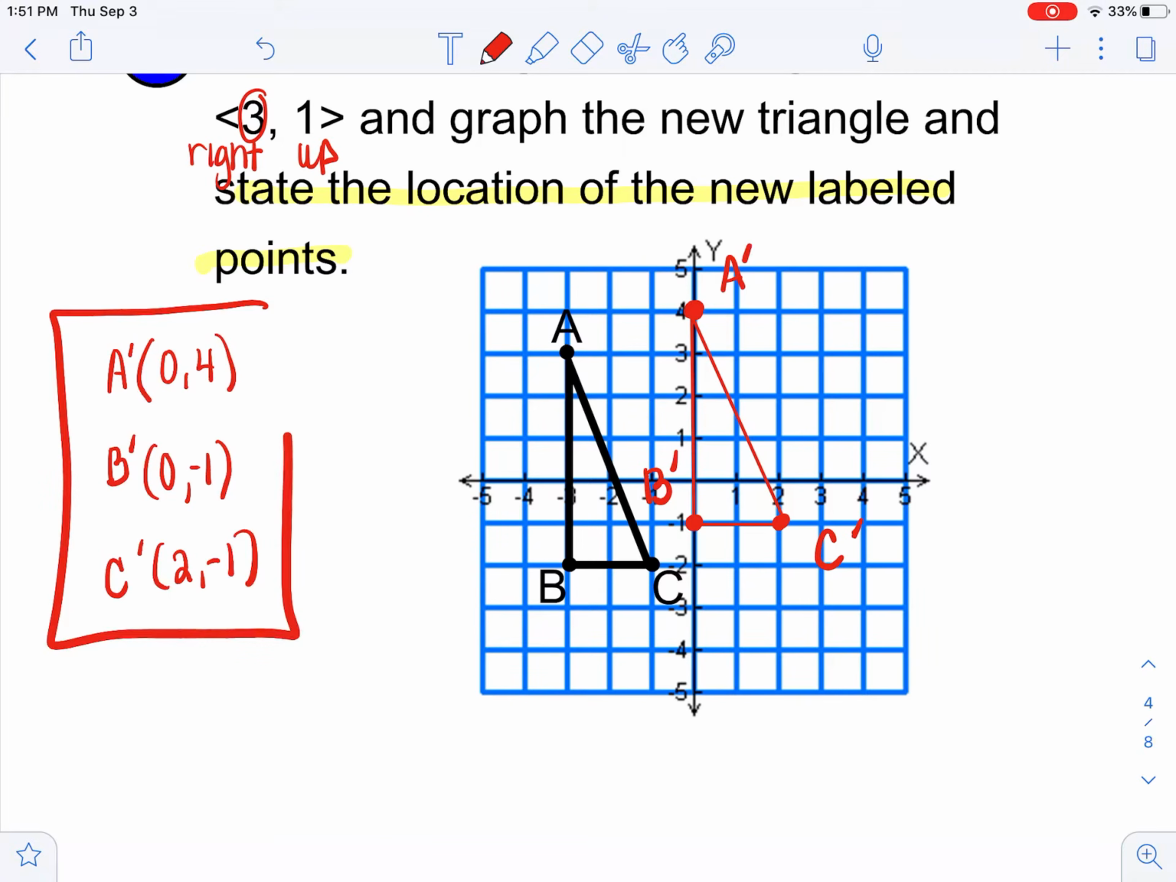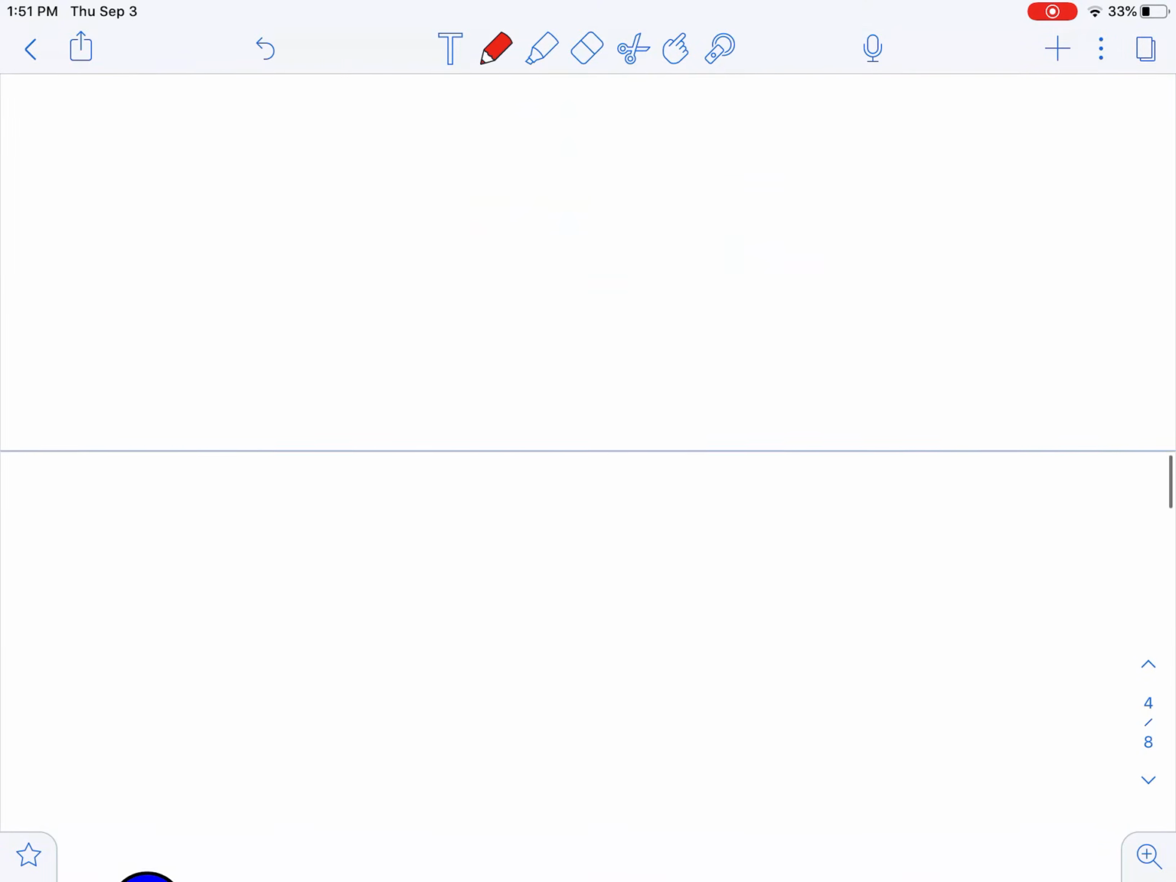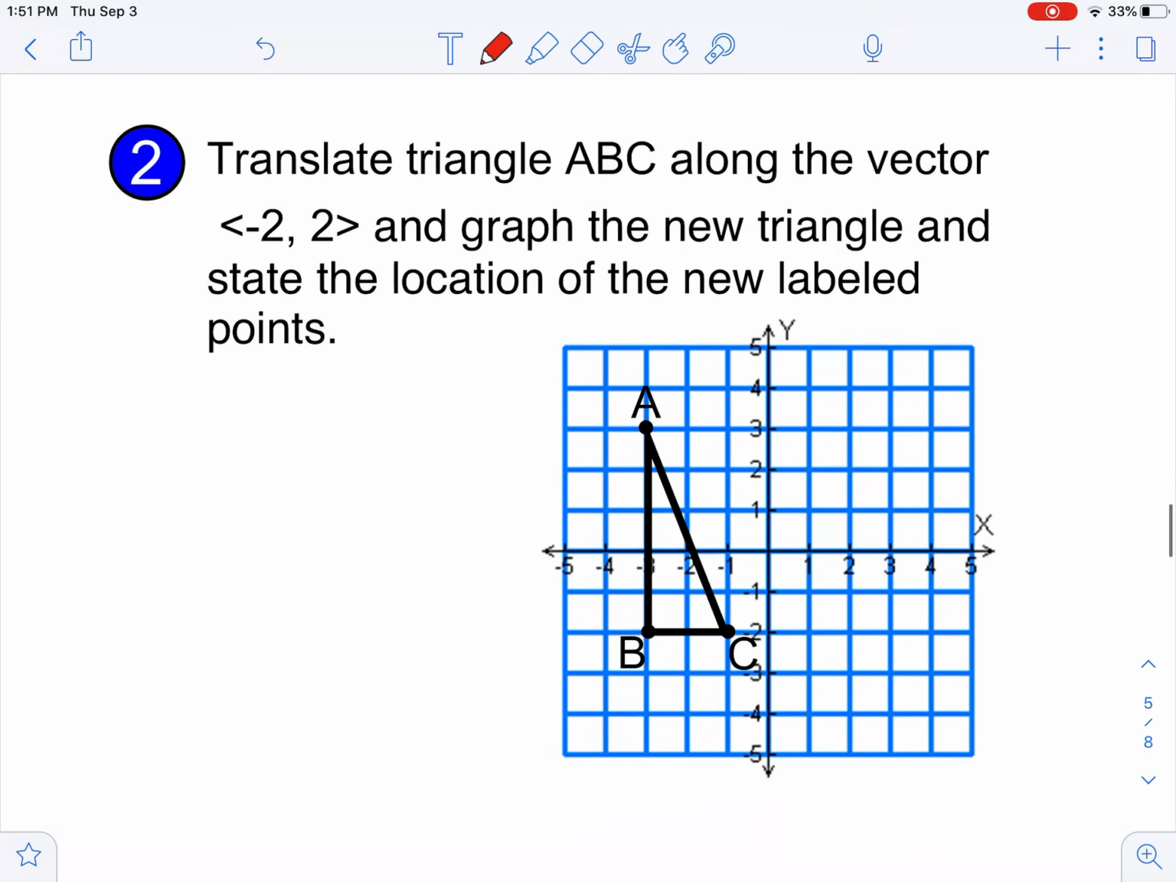Those are my 3 new points. Okay? All right, let's look at the next one. Translate the triangle ABC along the vector negative 2, 2 and graph the new triangle. Then state the location of the new labeled points. So make sure you're doing both of these things, especially on the homework 2, homework 1.